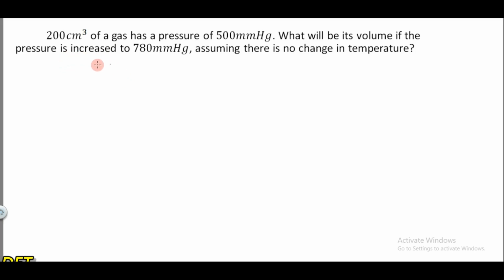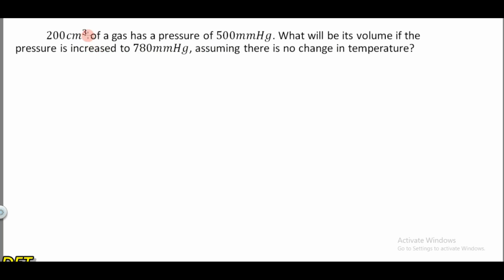Okay, so here is another example. 200 centimeter cube of a gas has a pressure of 500 millimeters of mercury. What will be its volume if the pressure is increased to 780 millimeters of mercury, assuming there is no change in temperature? So the two main parameters that we have here are volume and pressure. So this is an application of Boyle's law, obviously.